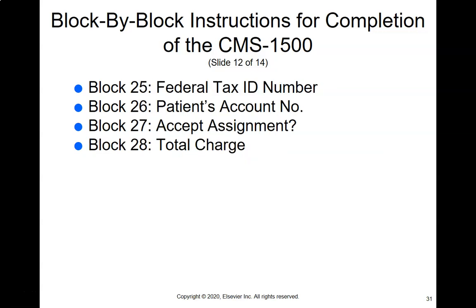Block 25 is your federal tax ID number. Block 26 is the patient's account number. Block 27 is the accept assignment block. And most of the time you want to put an X here. This means that you will get paid directly from the insurance company to the business office. The time that you will hit no in this block is if it's a non-participating provider or the patient is out of network. Block 28 are the total charges that are added up.